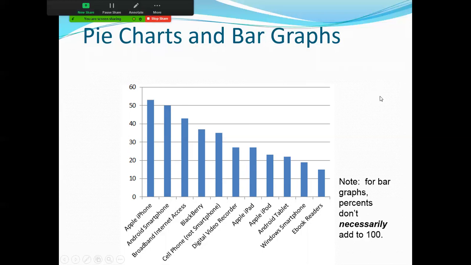Note, for bar graphs, percents don't necessarily add to 100. That's why some data is good to represent in a pie chart and some isn't. So if you can't represent your data as 100%, then don't represent it in a pie chart. Bar graph is better.